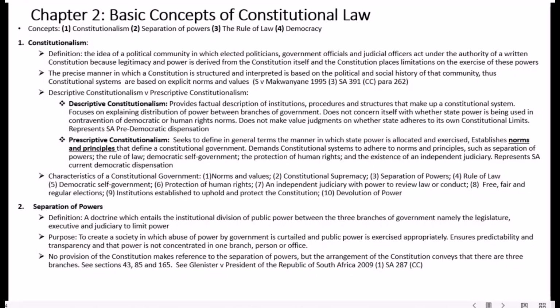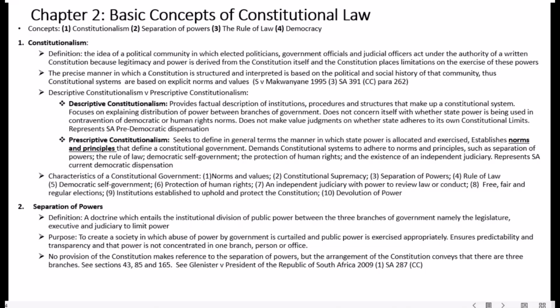So it's basically just descriptive, as it says. It just describes the division of power between the various branches of government. It does not look at norms or standards or anything like that. And this describes the pre-democratic dispensation in South Africa, where parliamentary sovereignty was in place. The courts could literally just apply the law as it was. They didn't make value judgments or anything like that. It was just strictly the letter of the law.